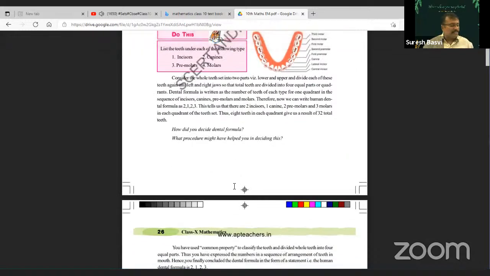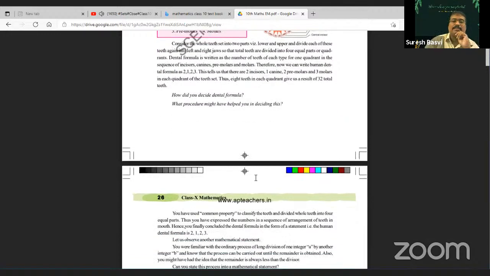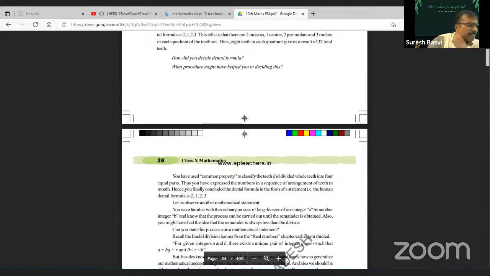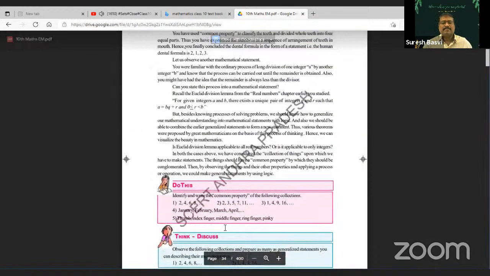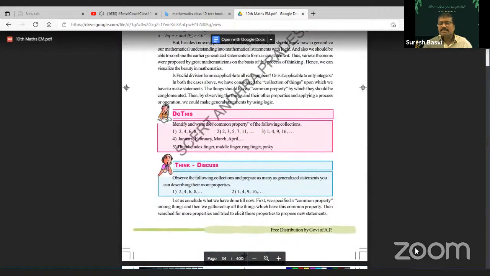A set is a collection of things that have something in common or follow a rule. So what is the property? Okay, right. So what is the property included in Do This? The first one is 2, 4, 6, 8. So see this.